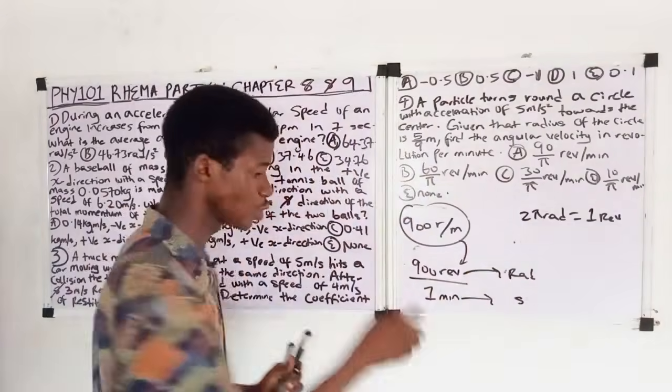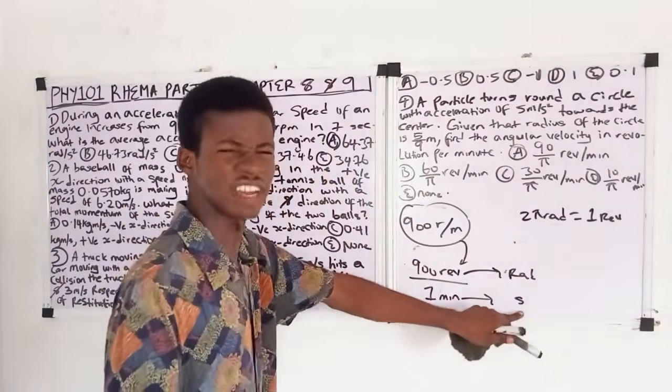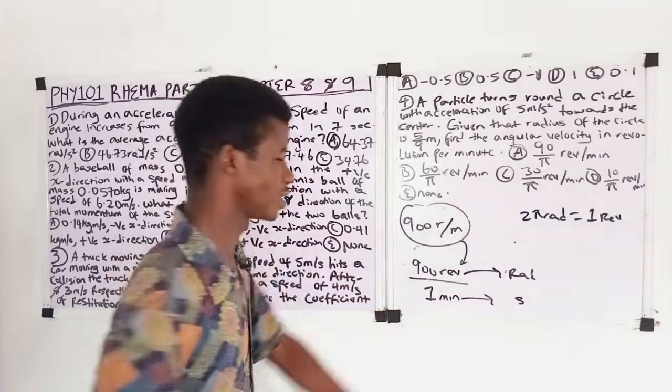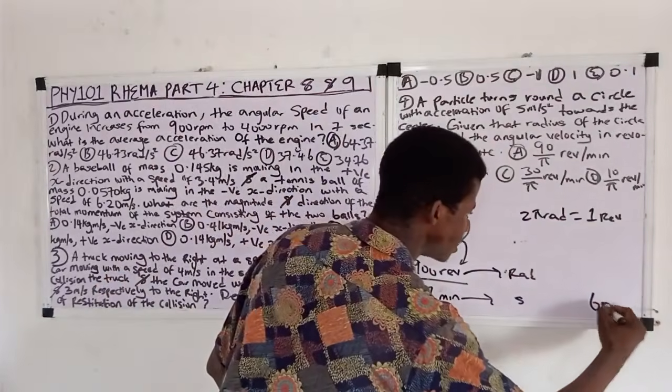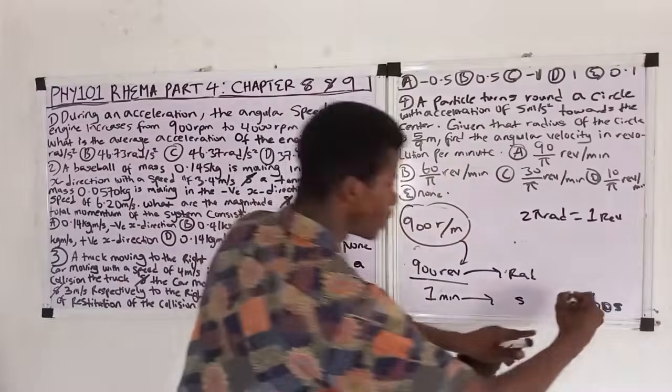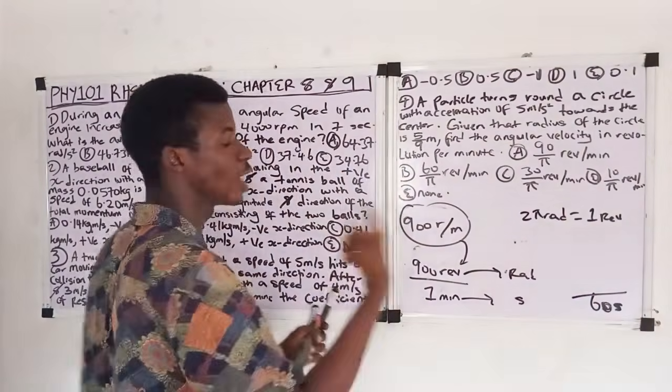So let's do time first. 1 minute, we want to convert it to seconds. 1 minute is still the same as what? 60 seconds, right? Yes, 60 seconds. So we are done with the time, right? Yes. Now we worry about 900 revolutions.